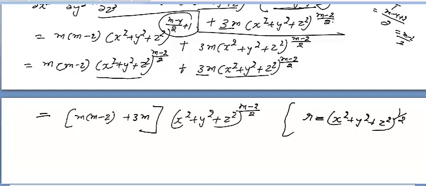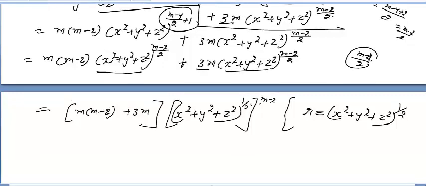So if you will write this m by 2, you can write it as 1 by 2 whole raised to power m minus 2, because when you multiply power with power, you will get m minus 2 by 2. So you can write this as this also.